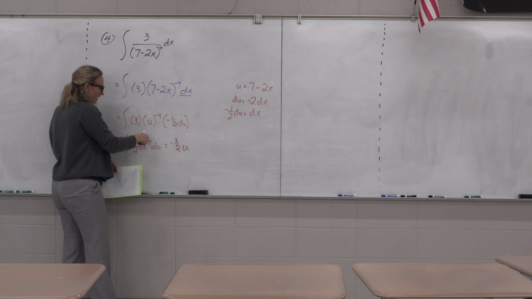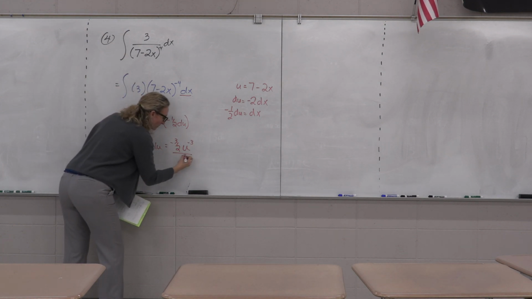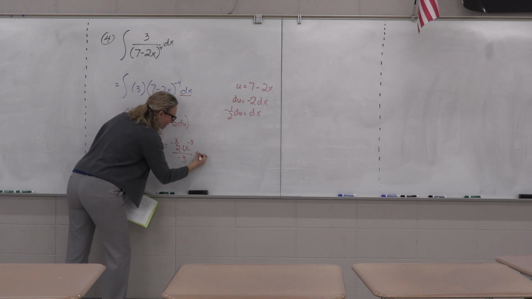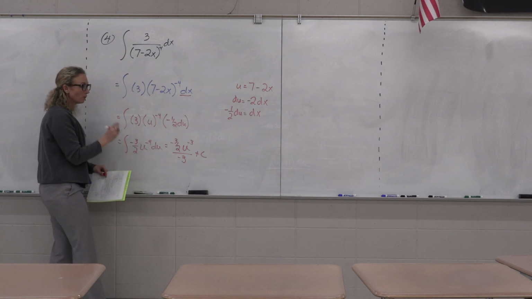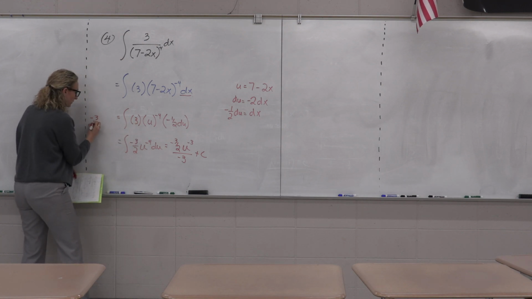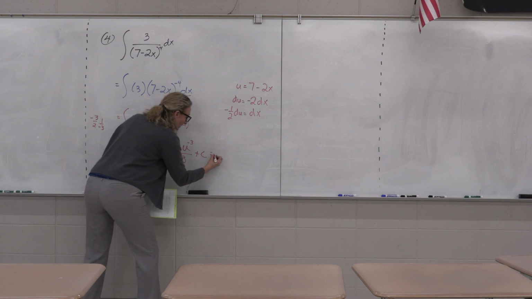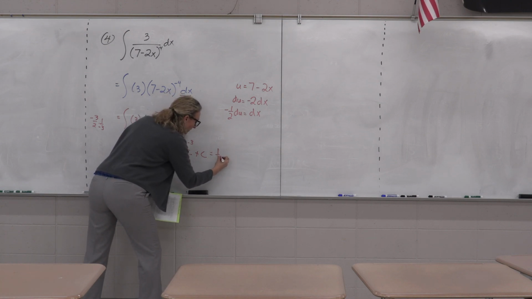Negative 3/2 u to the, add 1 to the power negative 3, divide by that new power, negative 3, plus c. Power rule. Okay, multiply by the reciprocal. Little scratch work over here if you need it: negative 3/2 times 1 over negative 3. The 3's cancel, negative times negative, positive 1/2. So this equals positive 1/2.